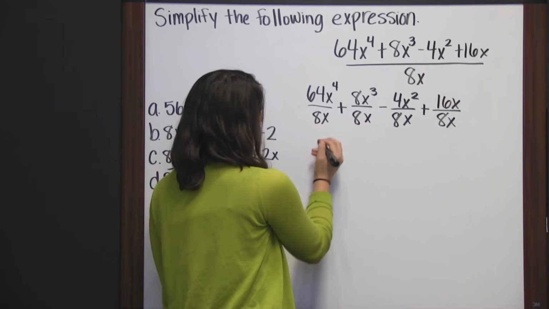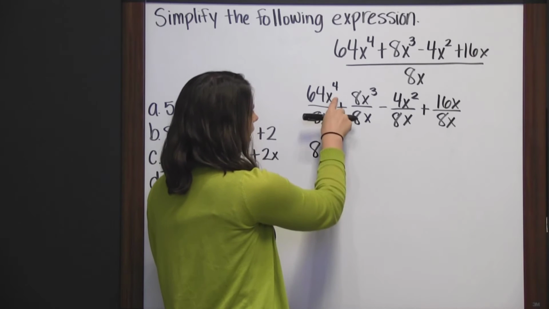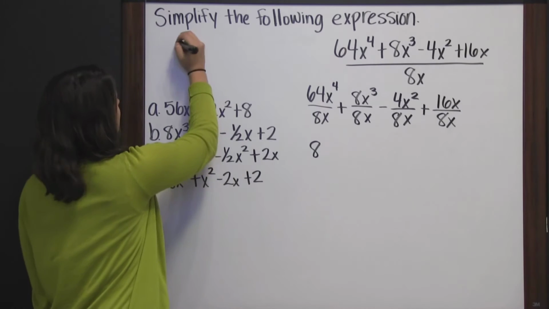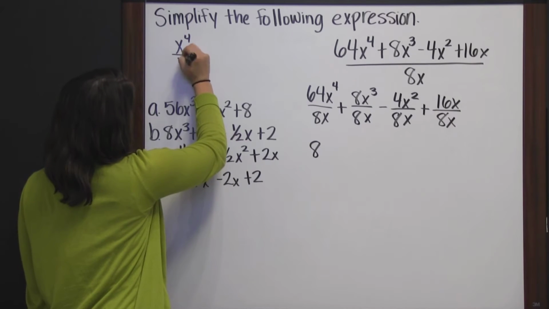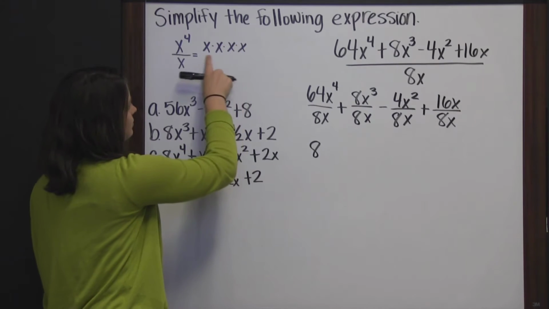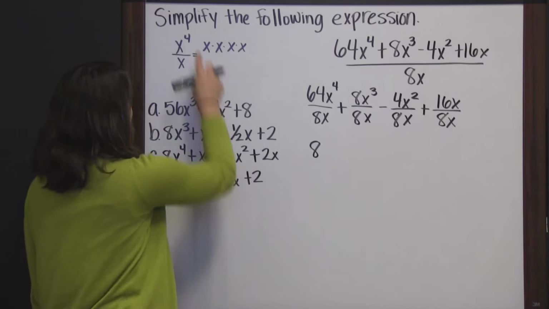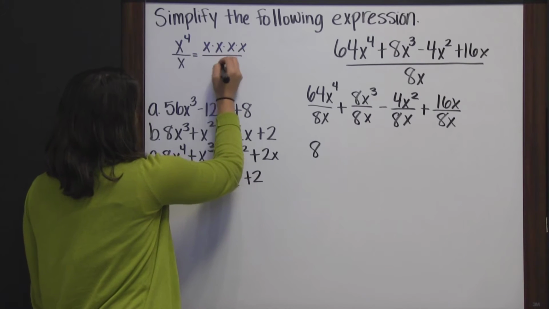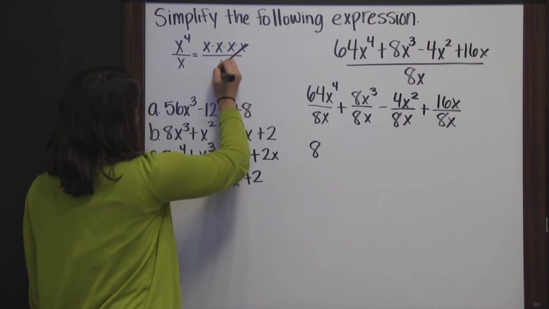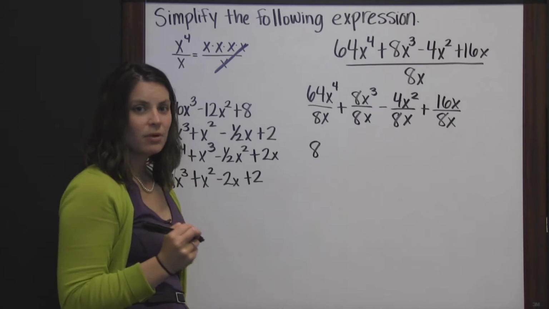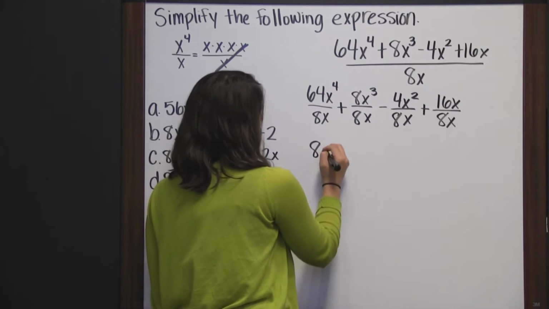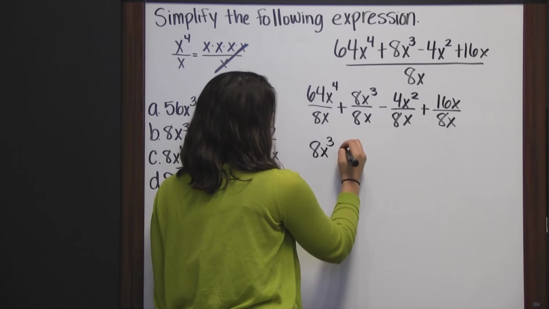64 divided by 8 is 8. And x to the fourth divided by x, well, let's see what that looks like. X to the fourth divided by x is x times x times x times x, x times itself 4 times, divided by x. X divided by x is 1, so those cancel. And what you're left with is x cubed. So x to the fourth divided by x is x cubed.